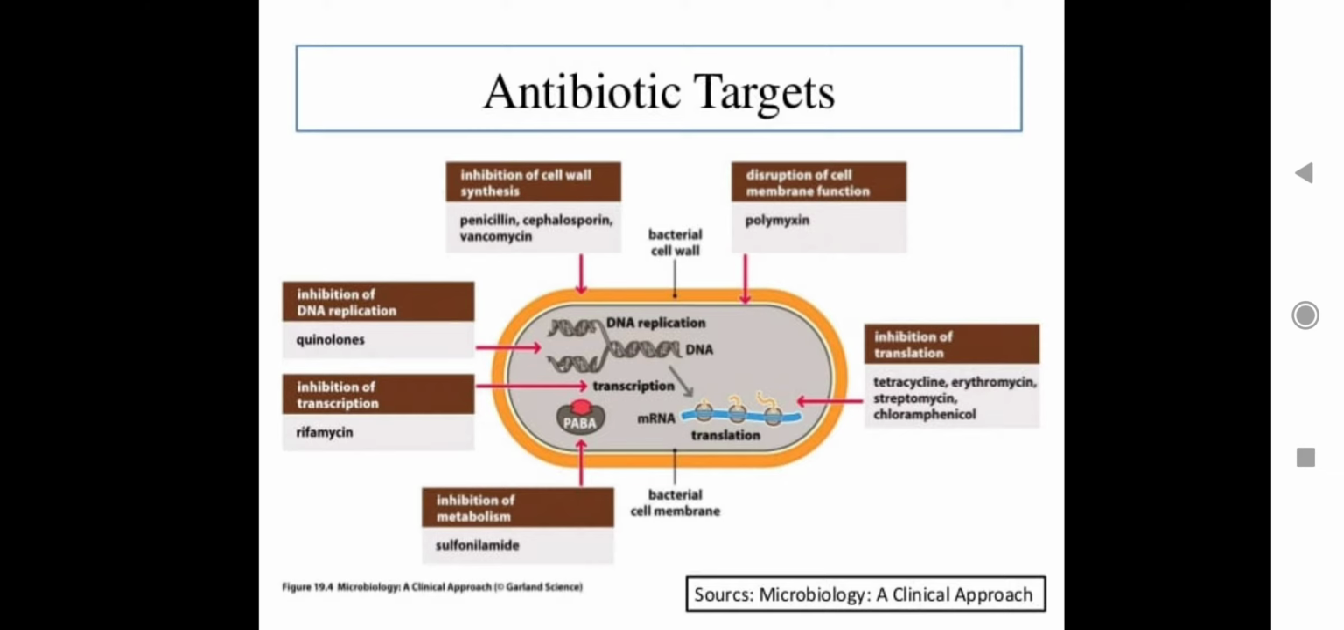Some antibiotics inhibit folate metabolism. These antibiotics include sulfonamides, while some inhibit transcription. These include rifamycin, which is an anti-tuberculosis drug. Some inhibit DNA replication, which includes the inhibition of DNA gyrase and DNA topoisomerase type 2 and type 4 by quinolones, fluoroquinolones.